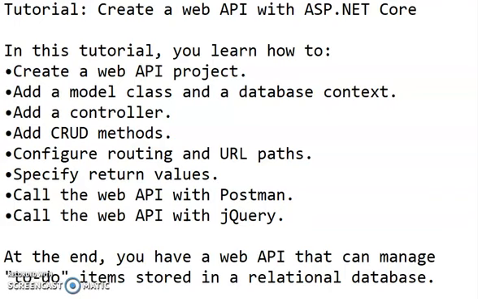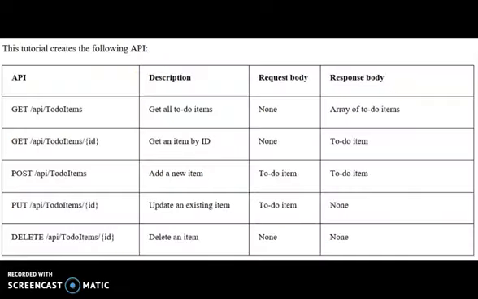We are going to configure routing and URL paths. We are going to specify return values. We are going to use Postman and jQuery to call the web API. And at the end, you have a web API that can manage to-do items stored in a relational database. In this tutorial, we are going to create the following APIs.